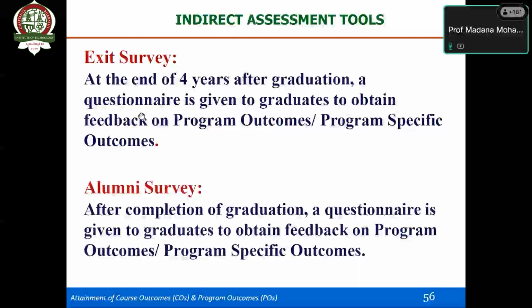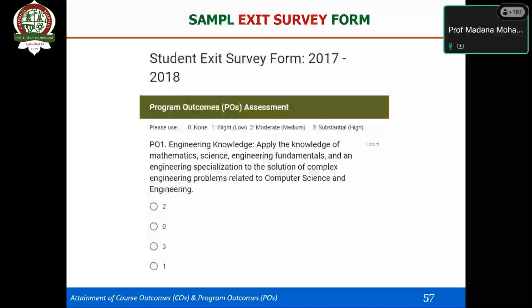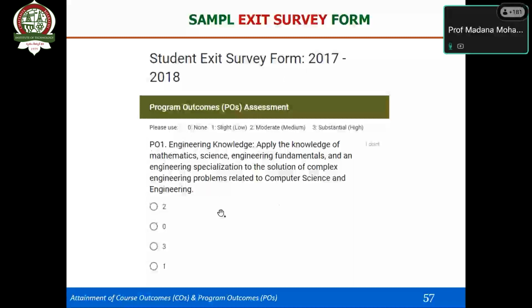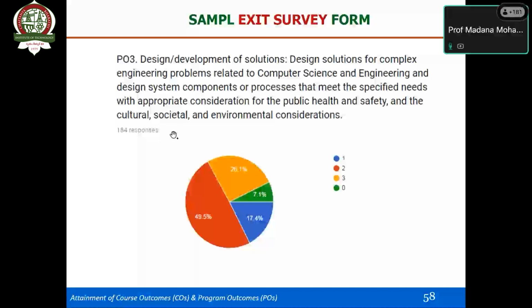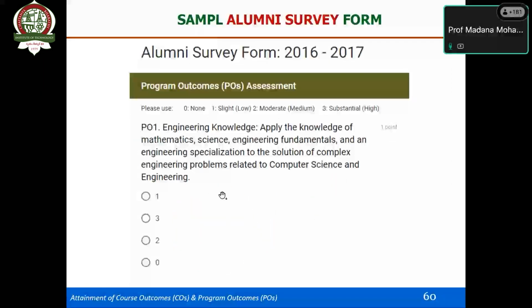Suppose the exit survey is at the end of the 4 years, after graduation or during the last semester, you can obtain feedback on program outcomes, even program specific outcomes. Alumni survey also. Separately, we have to calculate the indirect attainment of all the POs related to the exit survey and alumni survey. Suppose here is the student exit survey sample form: PO1, PO2, all the 12 POs, and we can take PSOs also.